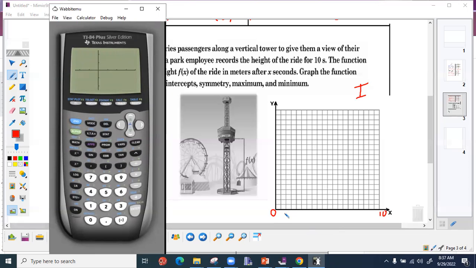We're going to fix it because we need to change our graph. So to reset, anytime you need to reset your graph, you go to zoom and you see where it says standard. Zoom standard is going to reset your graph to the original view.